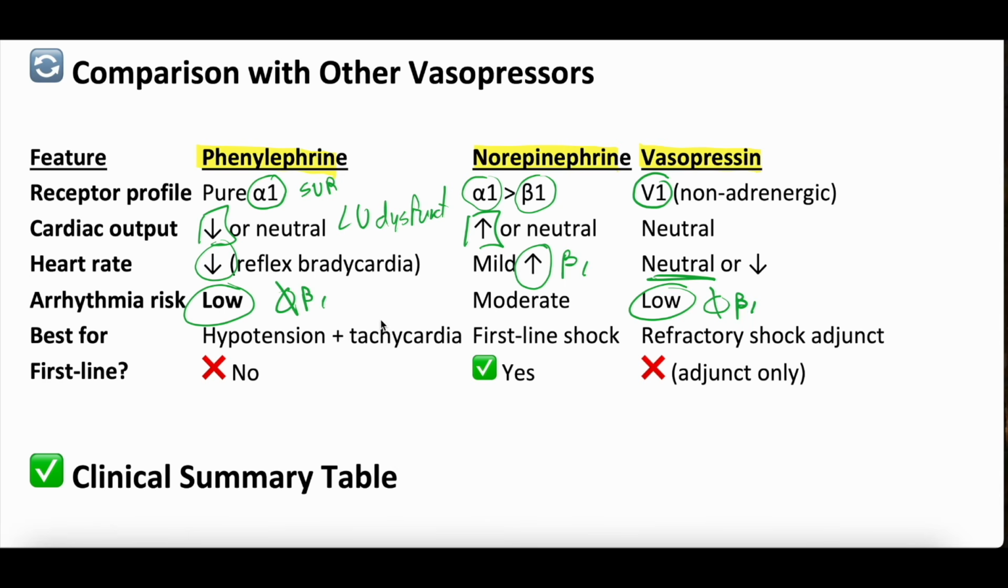Phenylephrine can be used for hypotension and tachycardia, although this is like a stupid statement. We're going to cross this out too. And then severe aortic stenosis is one of those indications where you can consider phenylephrine, but it's not really first line for anything other than possibly severe AS in certain situations. Norepinephrine is first line for shock, and then vasopressin is usually an adjunct. It's usually second line for septic shock.